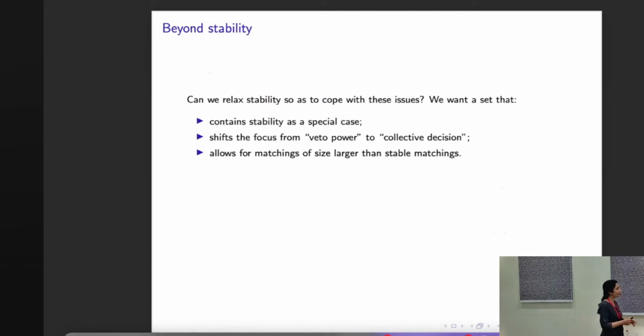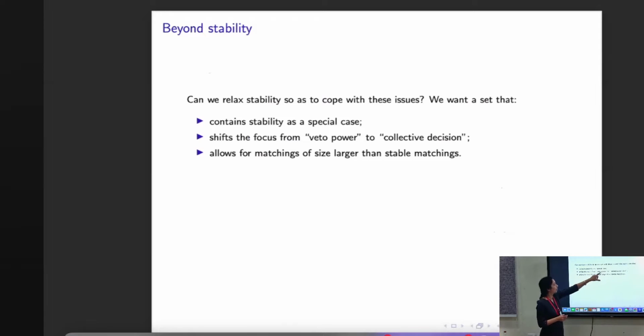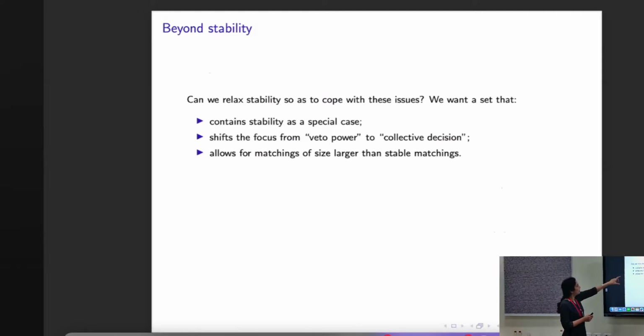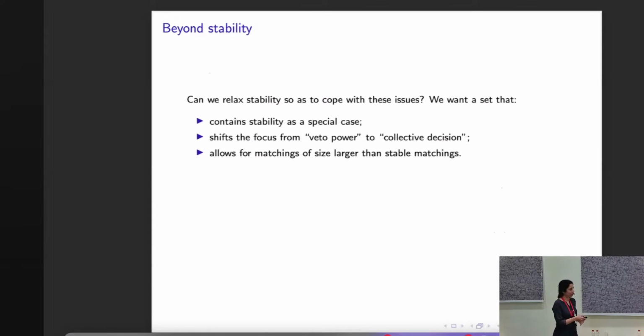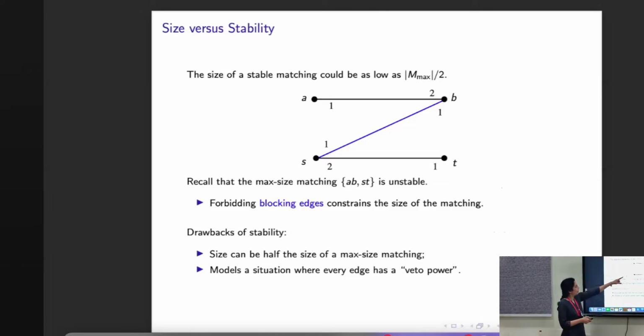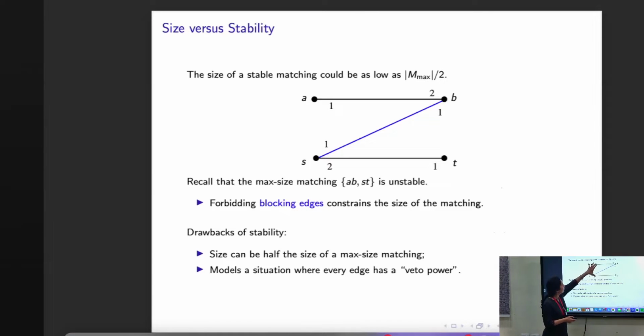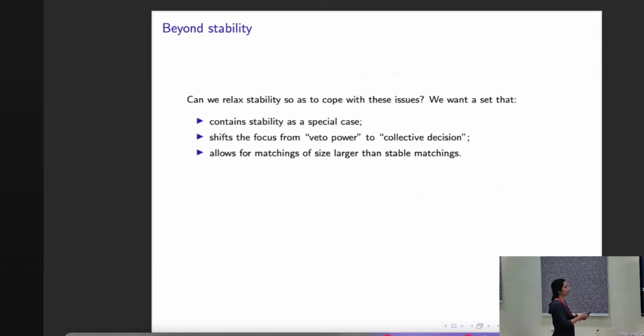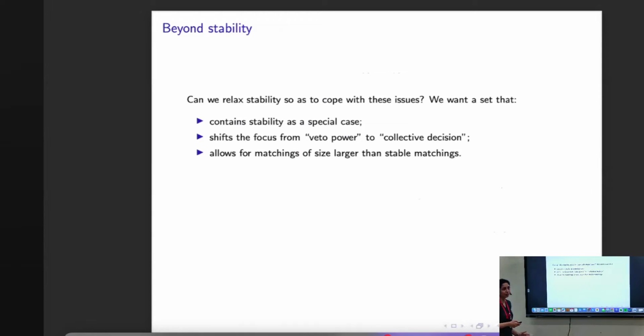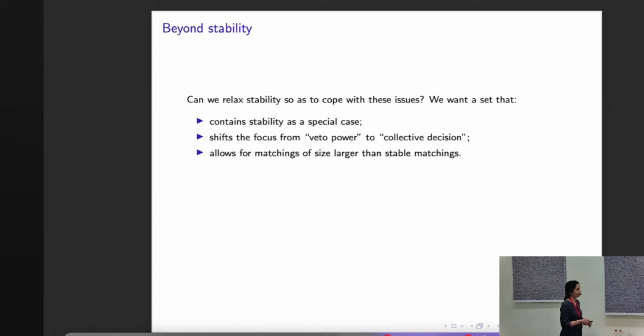Rather than empower every edge with this veto power to block a matching, let's in fact give such a veto power to the entire set of agents, or the entire set of vertices. As we saw in this example, this particular edge had the power to block the maximum cardinality matching. So let's not give any edge such a power. Let's shift the focus from such veto power to some kind of collective decision making, something that is good for the entire vertex set. And this is the notion of popularity at a high level.